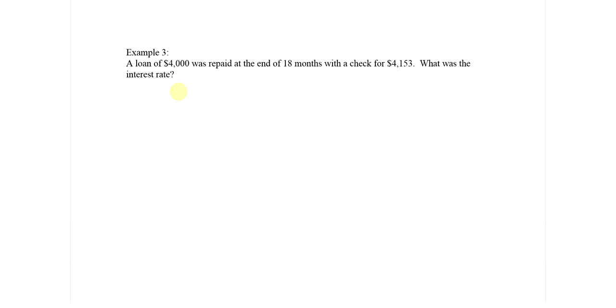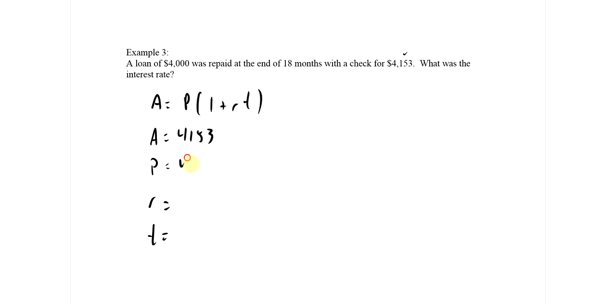So you can either set this up as, this is like the first problem we did, A equals P(1 plus RT): amount, principal, rate, and time. A, how much do you pay back? $4,153. Principal is $4,000. Rate is, we don't know, that's what we're looking for. Time is 18 months, so that's 18 over 12, which is 1.5 years. Great, so we know everything except R.